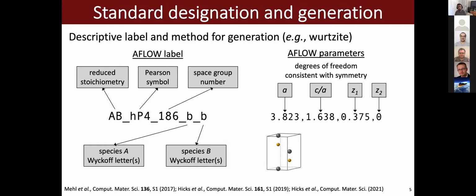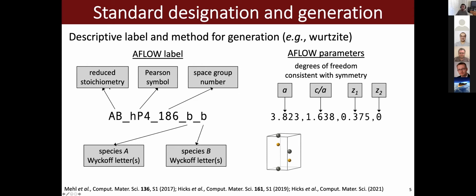One of the reasons we developed this was that we wanted to have a descriptive label and method of generation for these prototypes. So essentially what we've done here is come up with what we call the AFLOW prototype label, shown here on the left-hand side of the PowerPoint. You can see it's a string separated by underscores, and some of these fields may look familiar.